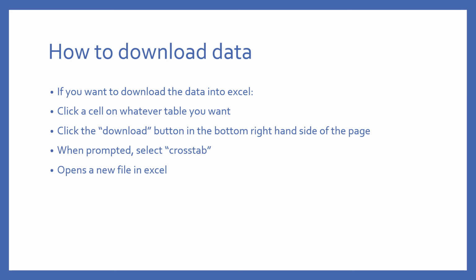If you want to download the data from the data download page into Excel, click on a cell on whatever table you want to export. Then find the download button in the bottom right-hand corner of the dashboard. Then click download. When prompted, select crosstab. This will open up a new file in Excel to analyze how you see fit.